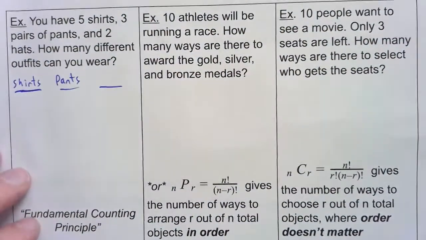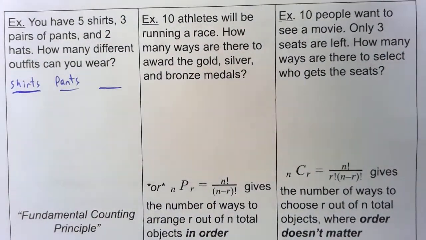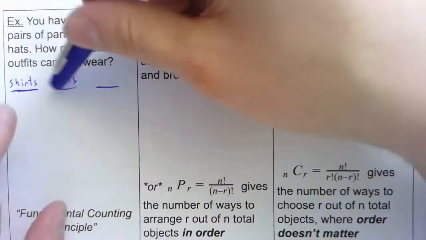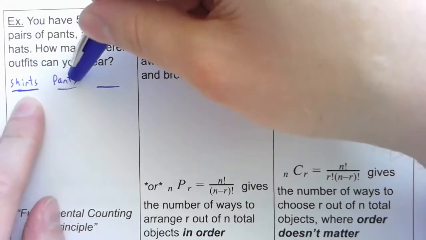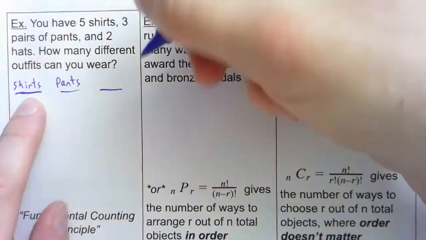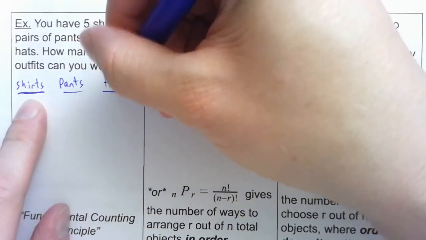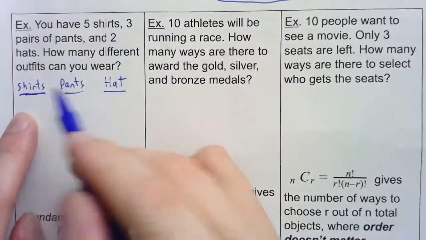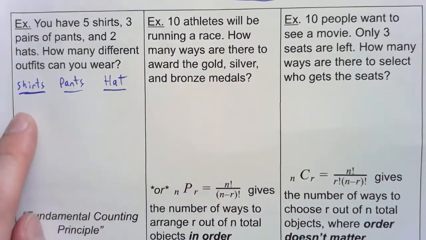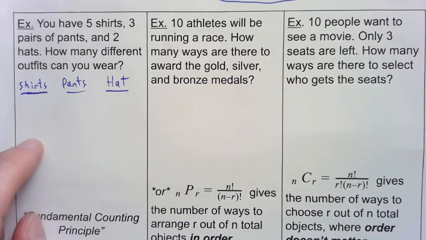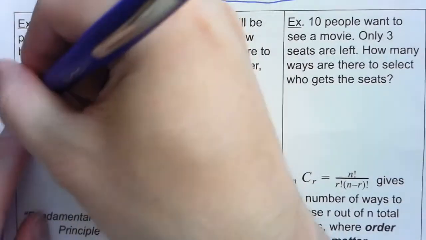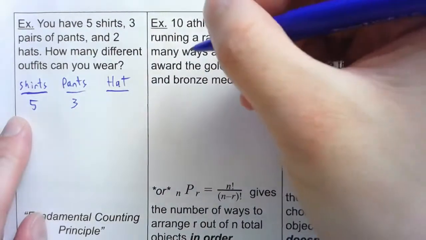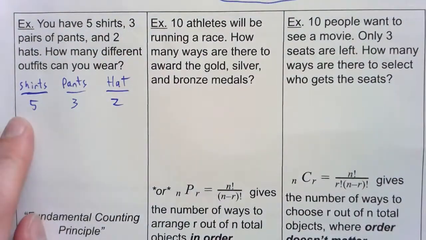Hopefully you can tell the difference between a shirt and a pair of pants. Those are not interchangeable. You can't really wear a pair of pants as a shirt, at least not very successfully. These have to be completely different things. And then we've got another slot for our hat. So we look at those different slots that we have to fill in, and then we look at the number of options for each slot. So we have 5 options here, 3 options here, and 2 options here.